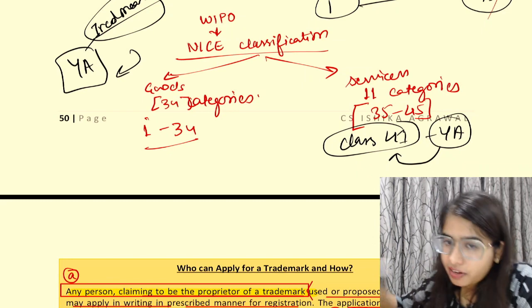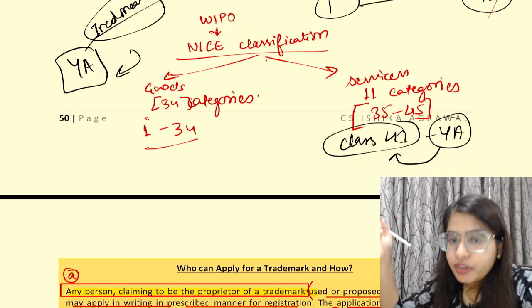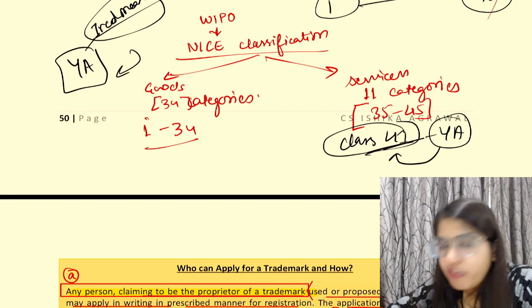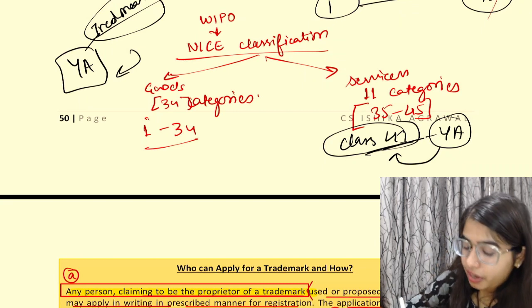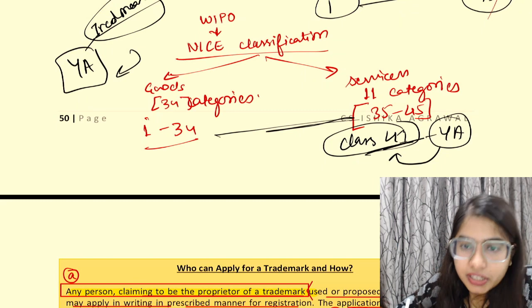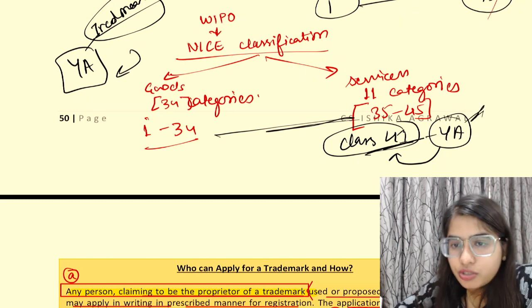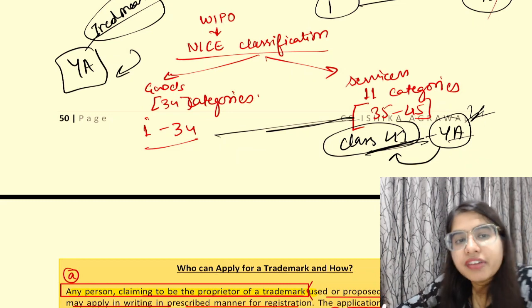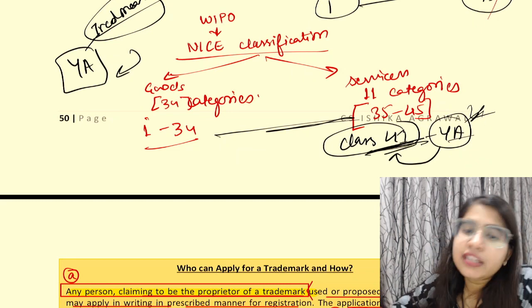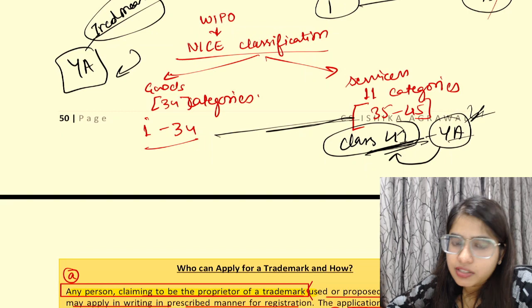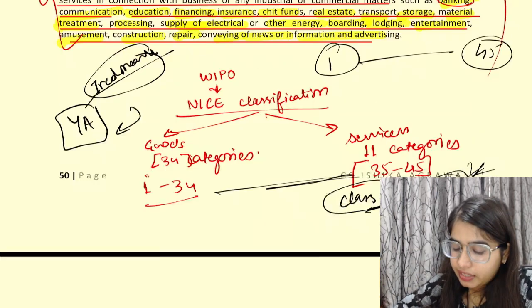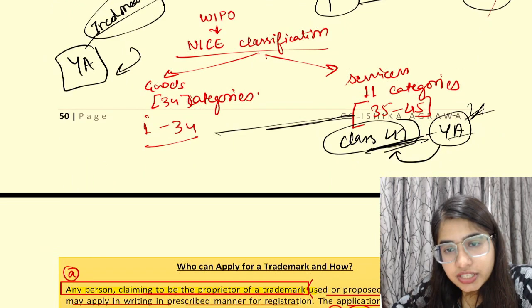A list is available already showing which class is there, so we can already know that education comes under class 41. While registering our trademark, we have to select which particular class we want to register. So I selected that in class 41 we want to register Yashas Academy. Are we clear with this? In class 41.